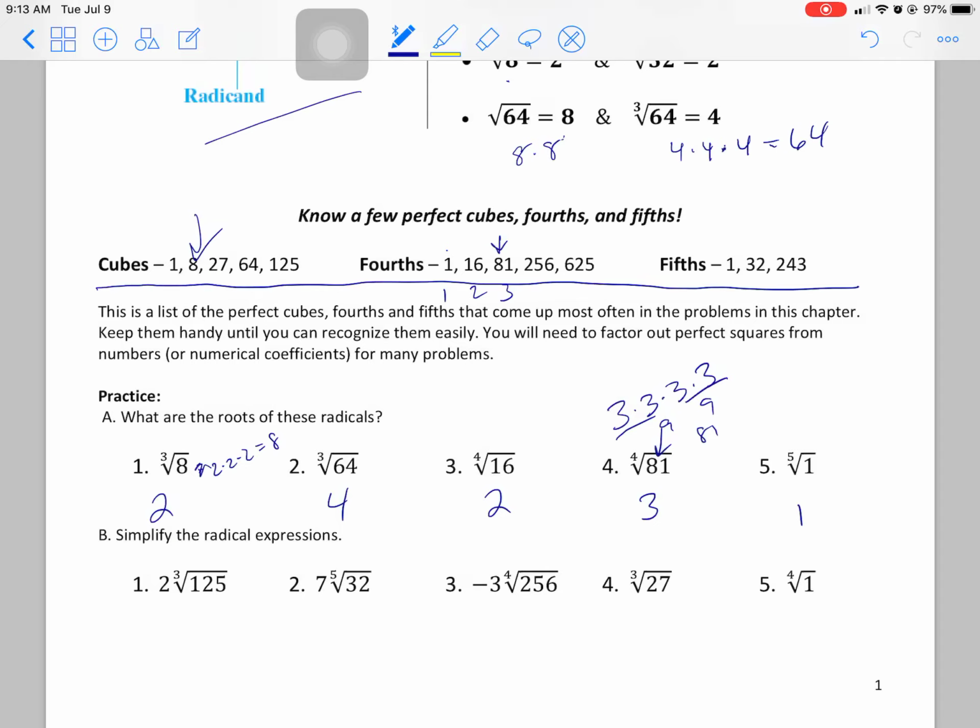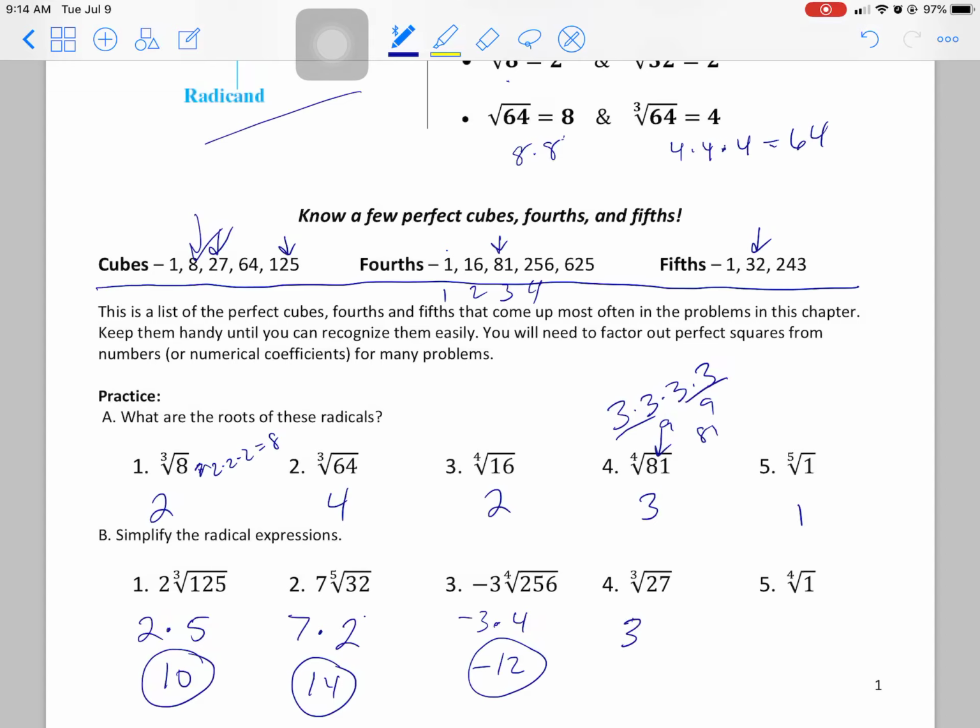Okay? All right, so cubed root of 125. Cubed root of 125, it's a perfect cube. So 2 times 5 is 10. Okay? Fifth root of 32. 7 times the fifth root of 32. The fifth root of 32 is a 2. All right? Fourth root of 256. 256 is a perfect fourth of 4. Negative 3 times 4 is negative 12. Cubed root of 27. It's a perfect cube of 3. And a 1. Okay?